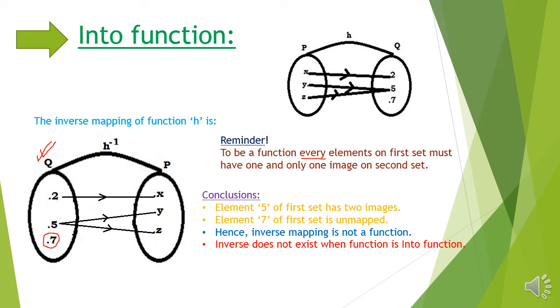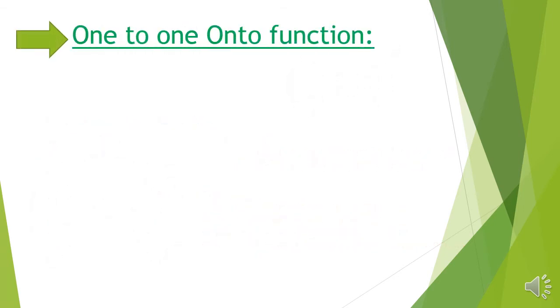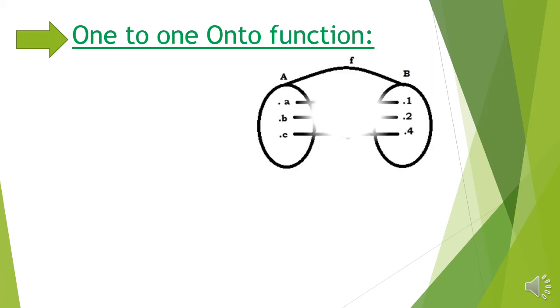Now we still have three types. Let's see one-to-one onto function. Let's see the mapping diagram. It will be clear. It's one-to-one and onto also because none of the elements on set B is unmapped.